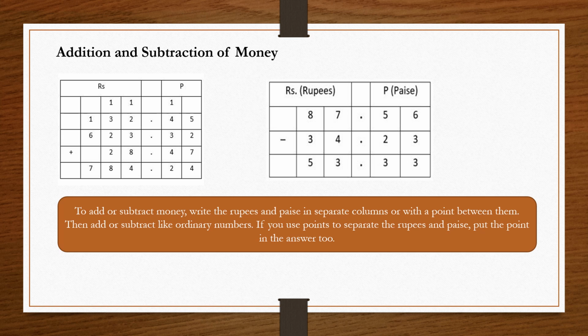Now subtraction, children, see rupees 87.56 paisa. From this you have to subtract 34 rupees 23 paisa. Now the point should be in the same column, in the same line. Now 6 minus 3 is 3. 5 minus 2 is 3. So in the paisa column you will get 33 paisa. Now come to the rupees section. 7 minus 4 is 3 and 8 minus 3 is 5. So you will get the answer rupees 53.33 paisa. So in this way you will do the subtraction also.